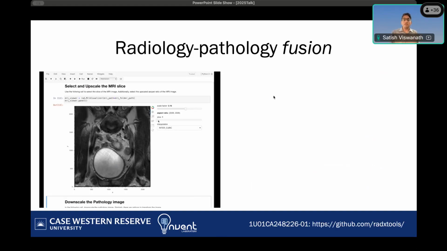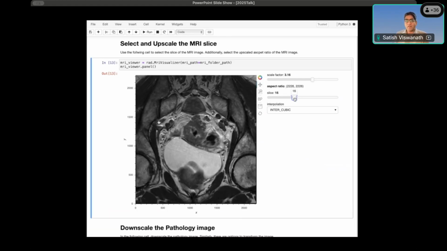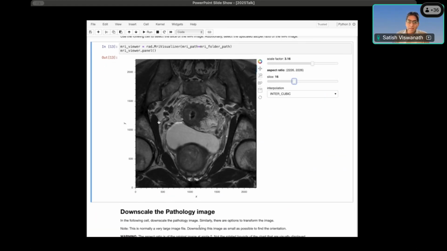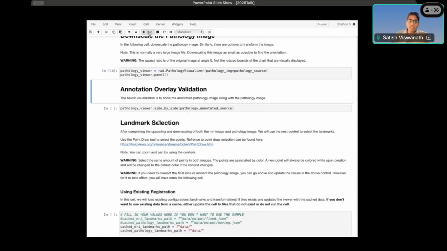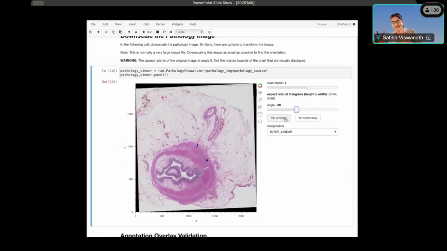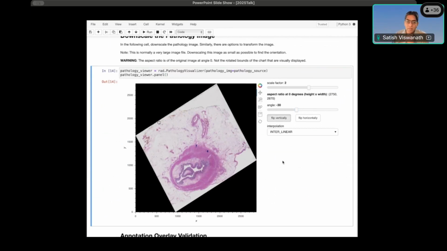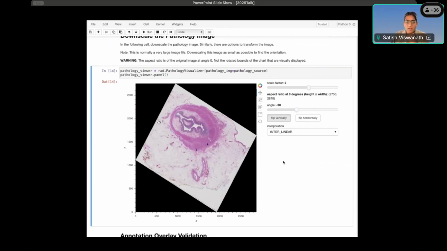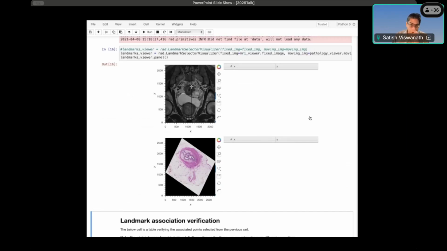For this, another set of tools we've released through the RadxTools project is this radiology-pathology fusion tool. This is a notebook that is freely available for people to use. You're able to load in the MRI and the pathology data. It allows you to do some basic interpolation and manipulation of the data set, so you can make sure that they're in the right alignment and correctly scaled with respect to each other, because these images have very different scales and resolutions, as you can imagine. Once you've manipulated them to be in correspondence, you can go in, and this is happening essentially in real time, and select corresponding locations on each of these images.